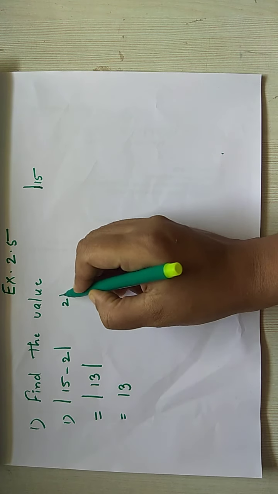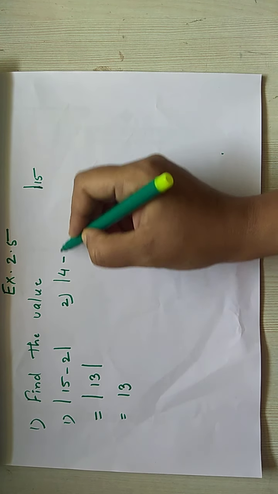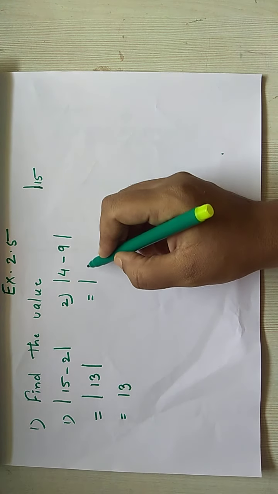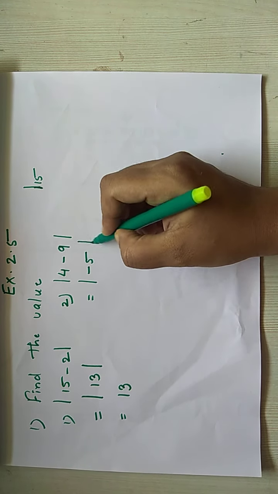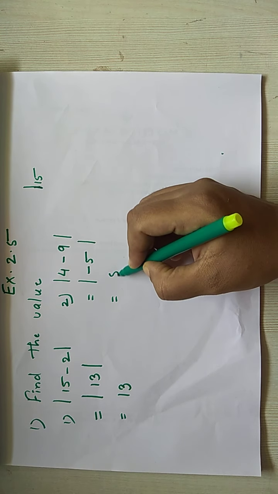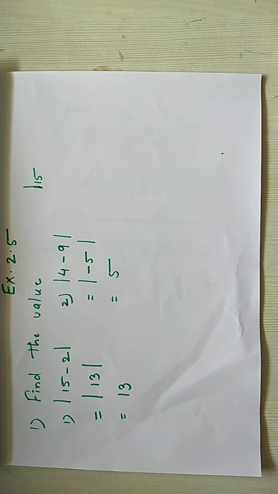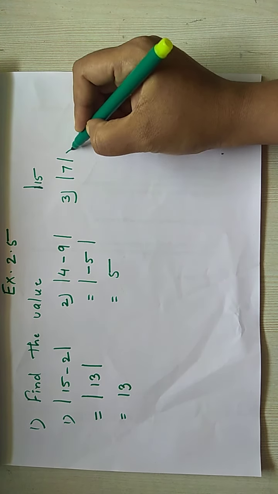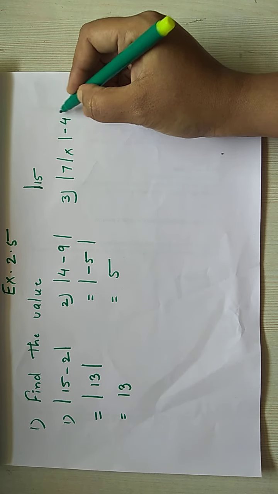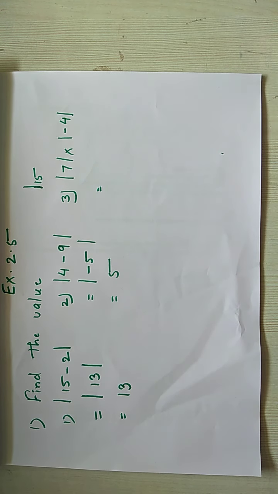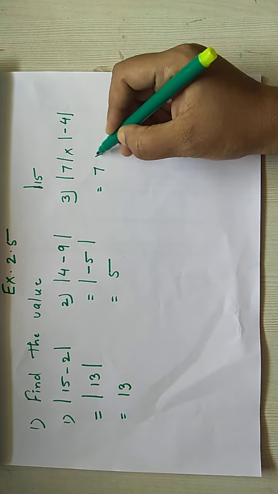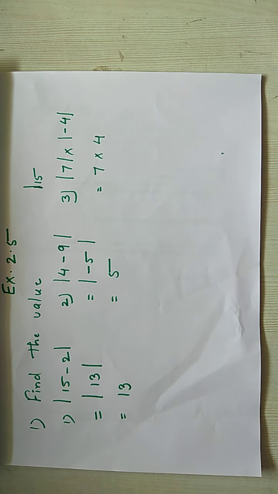Let's see question number 2. Modulus of 4 minus 9. 4 minus 9 is minus 5. And modulus of minus 5 is 5. Third one. Modulus of 7 into modulus of minus 4. Now modulus of 7 is 7. Modulus of minus 4 is 4.